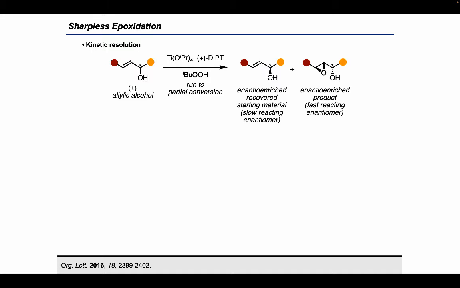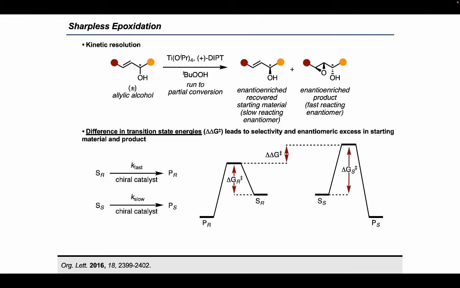That is to say, when a racemic allylic alcohol bearing a stereocenter at the alcohol is used in the reaction, it's possible to run the reaction to partial conversion and obtain both the enantiomer-enriched product, which results from the fast-reacting enantiomer of the substrate, and also to recover enantiomer-enriched starting material, which results from the slow-reacting enantiomer of the substrate.